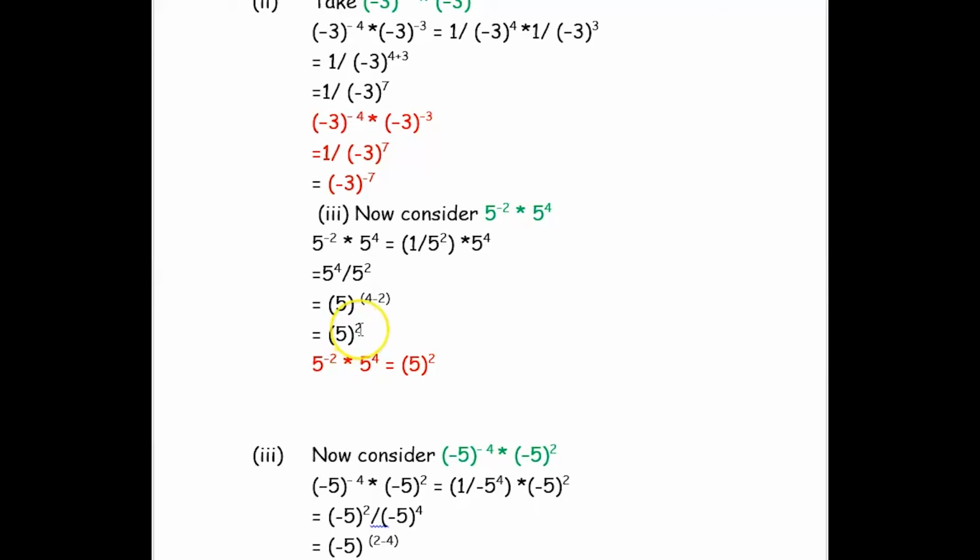So 5 raised to the power of 2. Here the base is 5, so we can add the powers even if one is positive and the other one is negative. So 4 minus 2 is 2.